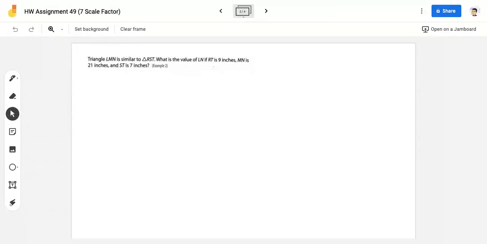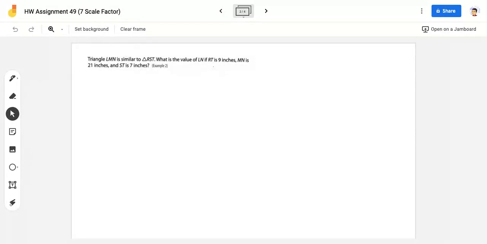Notice we have no shapes, but we're being told about a few triangles. Anytime we're being told about certain shapes and they're not given to us, I suggest, I'm more of a visual person, drawing the shape out. It doesn't have to be to scale, but draw it out so you have an idea of what's going on. So triangle LMN is similar to triangle RST. What is the value of LN if RT is 9 inches, MN is 21 inches, and ST is 7 inches?